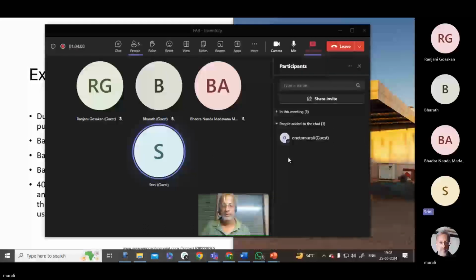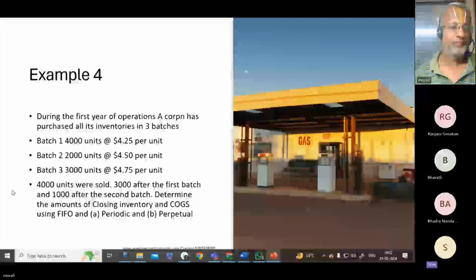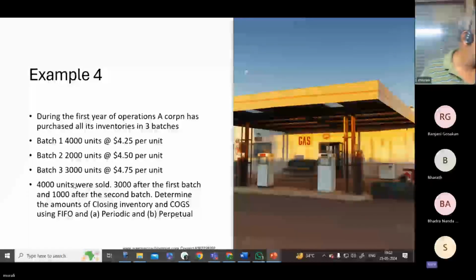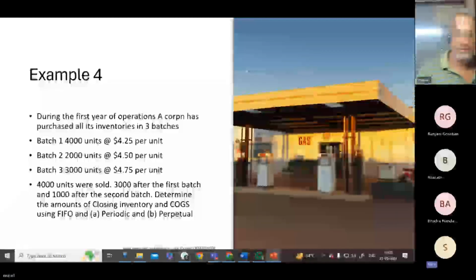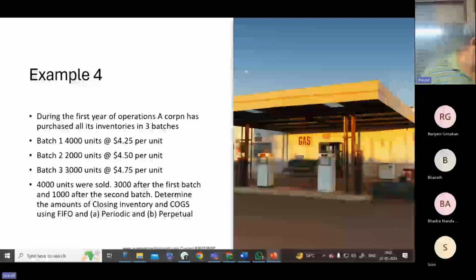Yeah, the first one, the closing inventory is first in, first out. I'm just giving you only the first one, $9,500 of the closing inventory value. So let me just check up. I have not made any calculation here.